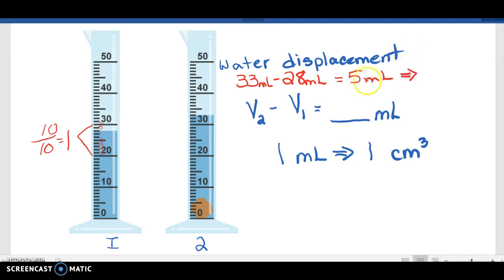However, for a solid object, we don't report its volume in milliliters, so we have to change it to cubic centimeters. So if the object pushes out 5 milliliters of liquid, and we have this relationship that every 1 milliliter takes up the same room as 1 cubic centimeter, then if I have 5 milliliters, that would take up the same volume as 5 cubic centimeters. So this object must have a volume of 5 cubic centimeters.